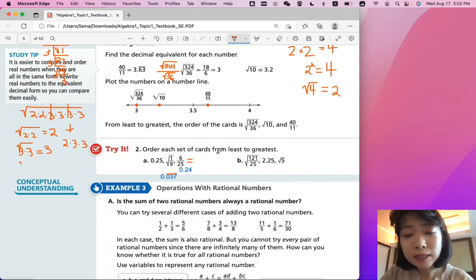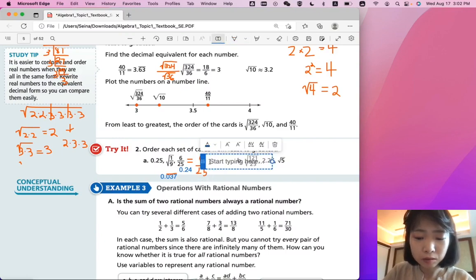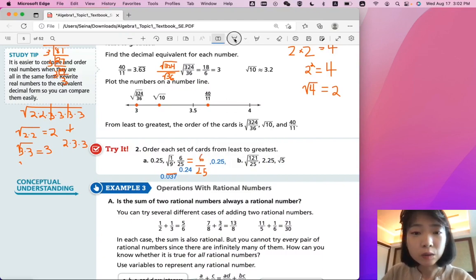So listing from least to greatest, you should get 6 over 25, and then 0.25, and then the square root of 1 over 9.